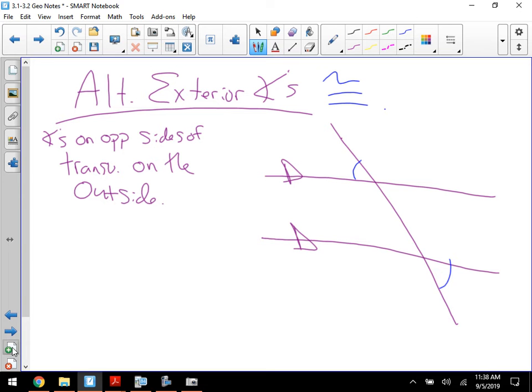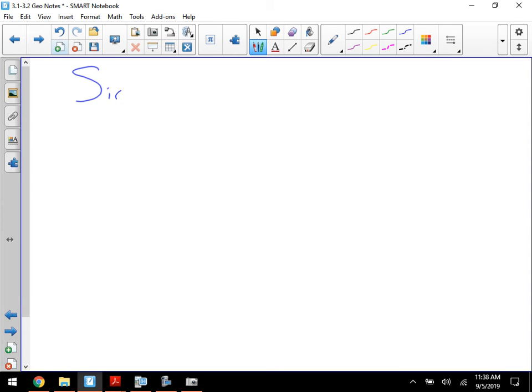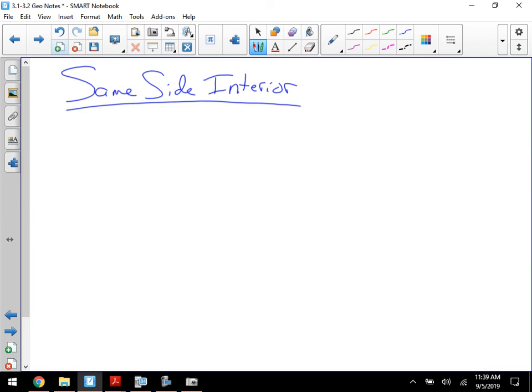That was 3 of them, right? Corresponding, alternate interior, alternate exterior. The only thing that's left is what they call same side interior. The last one is the same side interior. Gee, where do you think those are? On the same side on the inside.